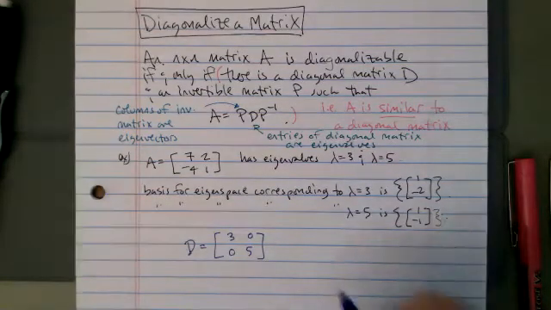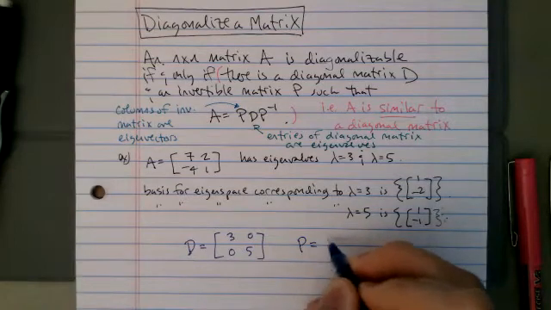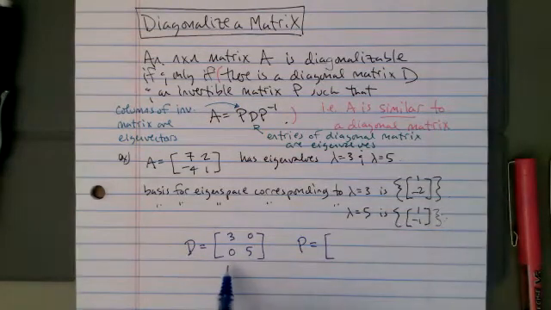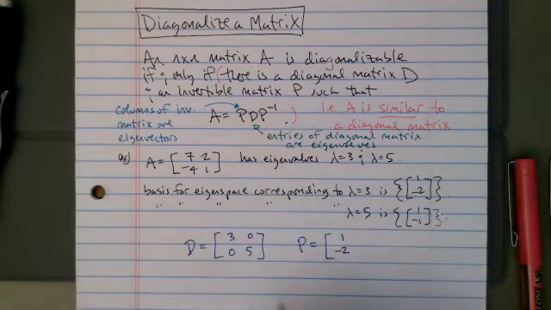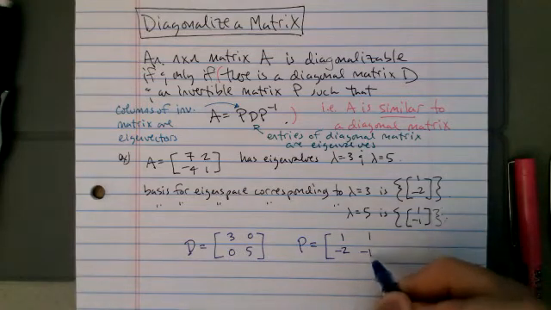The invertible matrix, since I put 3 in the first column, I'm going to have to use the eigenvector corresponding to lambda equals 3 in the first column of my invertible matrix. So that'll be 1, -2. And then 5 is in the second column of the diagonal matrix, so the vector corresponding to lambda equals 5 will be the second column of my invertible matrix. 1, -1.